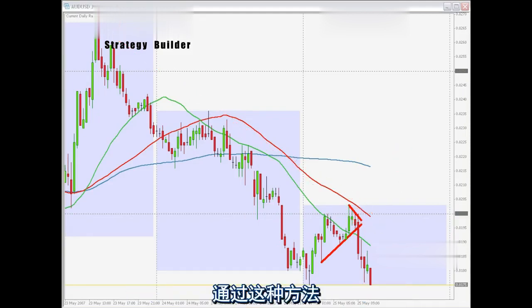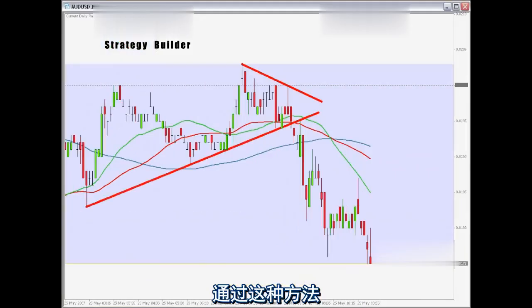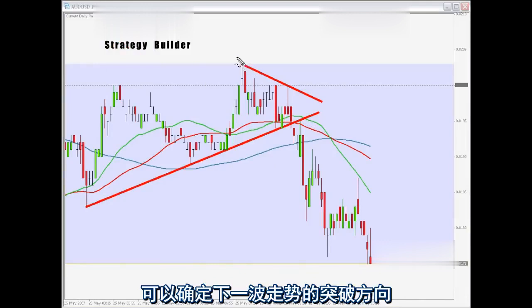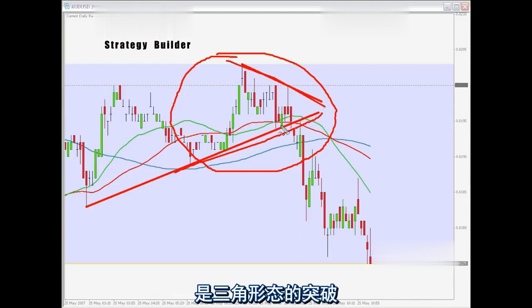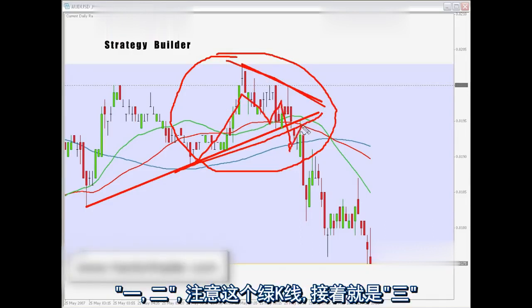Search for any reversal formation in the shorter time frame, because they usually give an idea as to when, or in which direction, the next swing is going to take place. In this case, the signal came in the shape of a triangle breakout. 1, 2, you see that green bar, and 3.